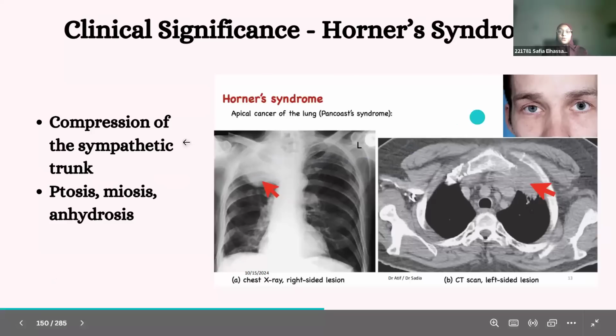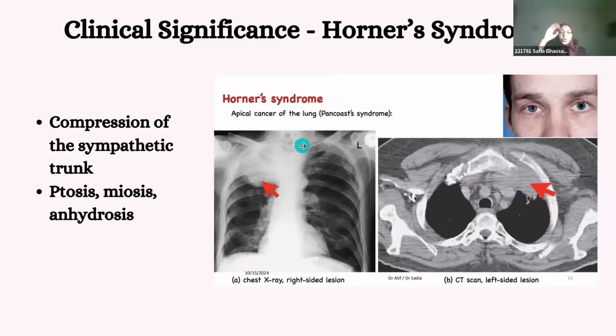So the patient would come to you with ptosis, which is just drooping of the eyelid. They would come to you with miosis, which is constriction of the pupil. And they would also have anhidrosis. So anhidrosis means that they would not be sweating from that side of the face. It would just appear dry.